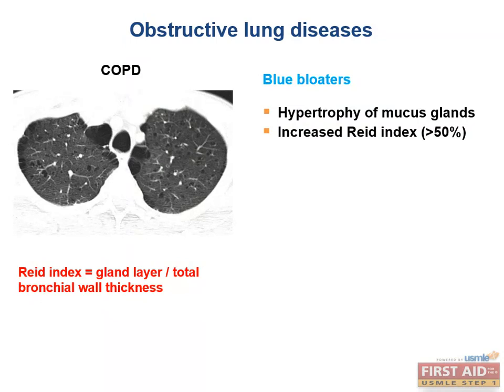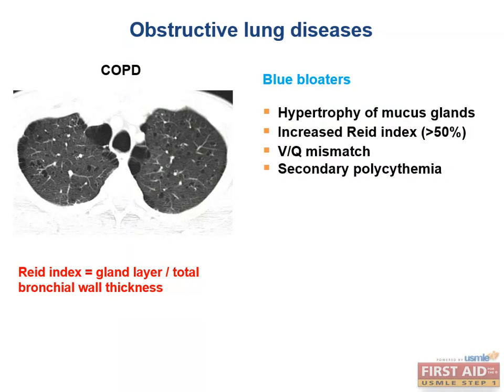The mucus and inflammation causes the obstruction, which causes the body to decrease ventilation and increase cardiac output, creating that VQ mismatch. You may also see secondary polycythemia as the body attempts to compensate for poor oxygenation. How will you know a blue bloater?